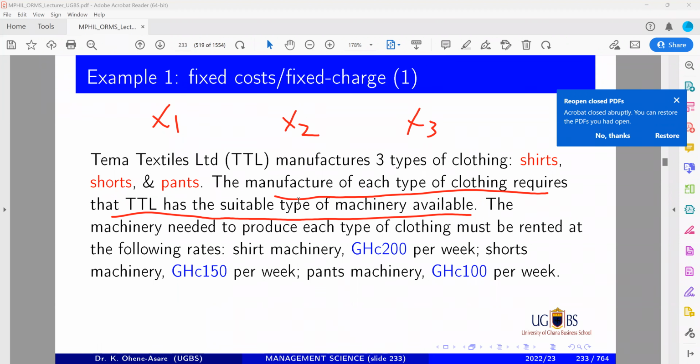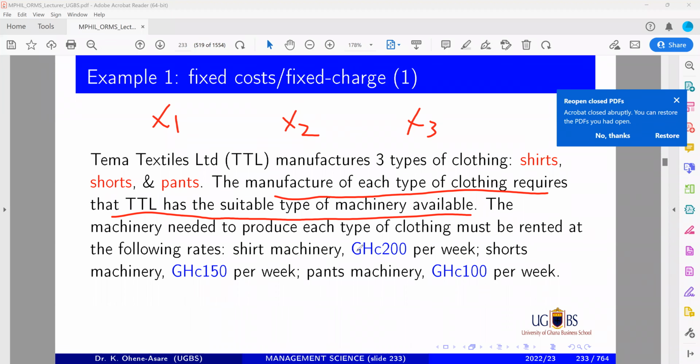You can produce as many numbers as possible, but you cannot produce it unless you have the short machinery there. Unless you have the pant machinery there. If they are not there, what machinery are you going to use to produce? So those machinery will have to be there. But those machinery are different from the product you are producing, the shirt you are producing. It's simply called a shirt machinery. It's not a shirt. It's a shirt machinery.